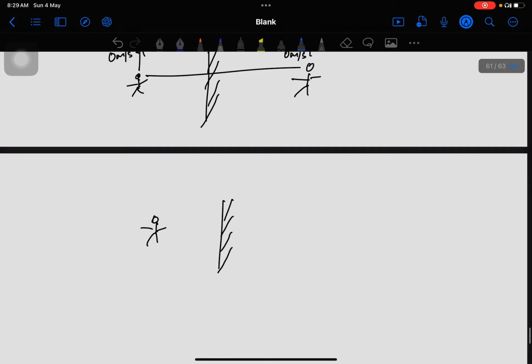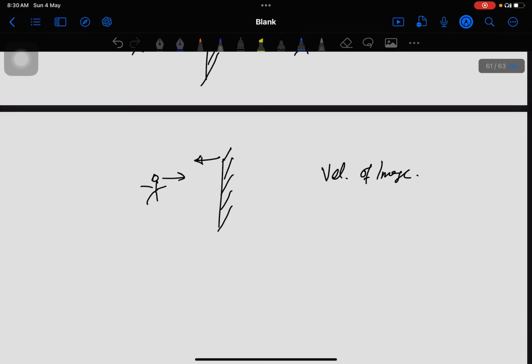Now let us say that this is the mirror which is present, and it is the one which is moving over here. In which direction is the mirror moving? This way, let us say. And over here, let us say that the person is also moving in this direction. We want to find out what is the velocity of the image. If you go back to the optics PDF that was sent, we have already derived a result for the velocity of the image with respect to the mirror.